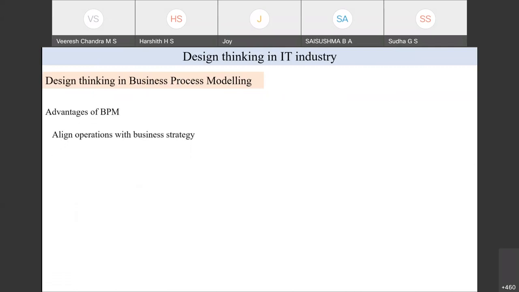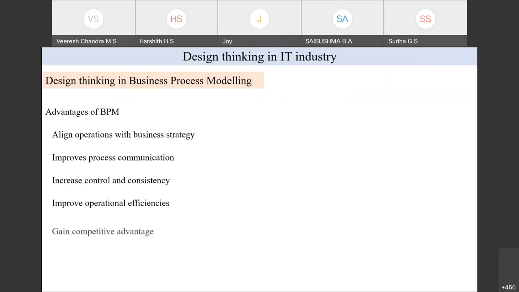So what are the advantages of BPM? They align operations with business strategy. They improve process communication, of course. Increase control and consistency. When each and every thing is known about the processes happening, these things can come in handy. Improve operational efficiency. Of course, the operational efficiency will also be improved if each and every task, activity, process is known.